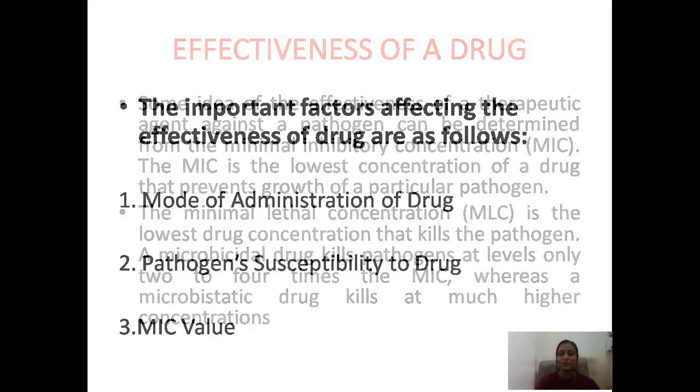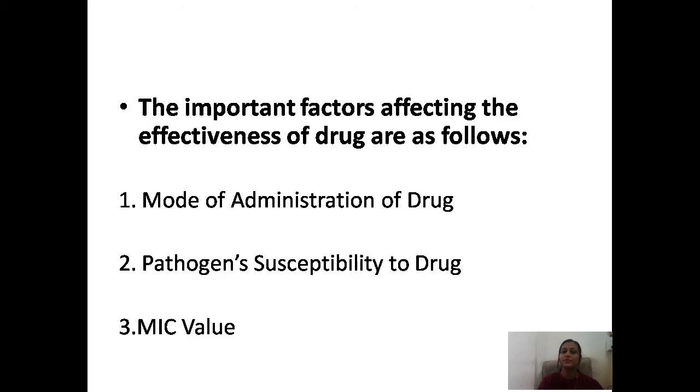Now there are various methods to evaluate the effectiveness of a drug. It depends on the mode of administration. Mode of administration means whether you have taken it orally, in tablet form or tonic form, or intravenously through injections, or it is an ointment, depending on how you have applied or administered that drug.